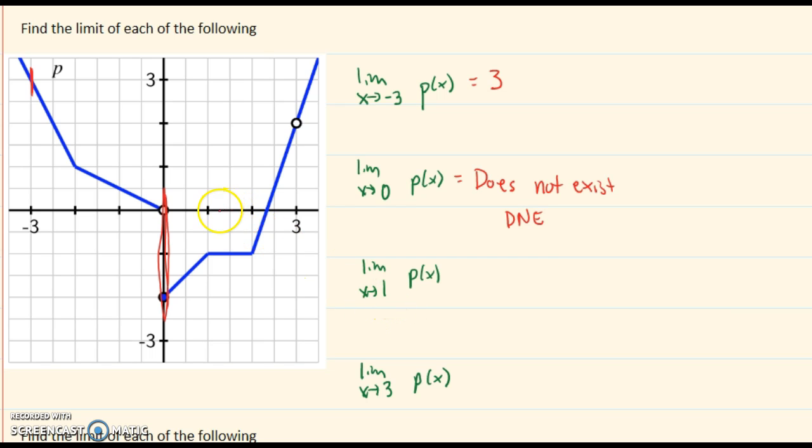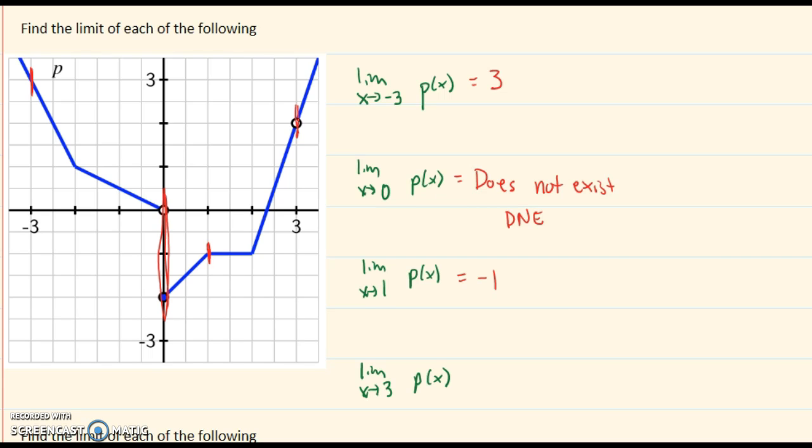As I approach 1, 1 is this guy right here. Coming from the left, it looks like I'm approaching -1. Coming from the right, I approach -1. And so that is my limit. If we look at 3, 3 is right in here. Approaching from the left, it approaches 2. Going from the right, it also approaches 2.